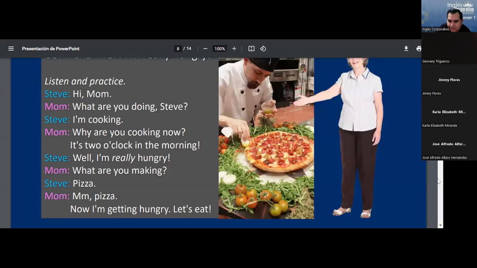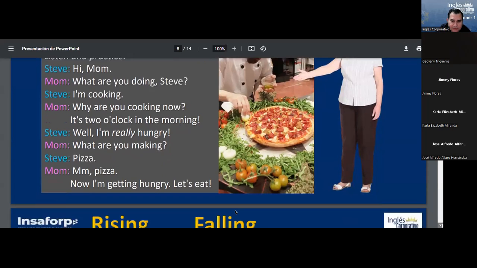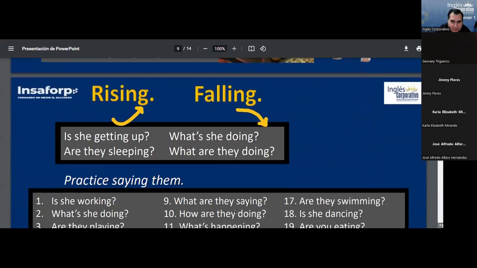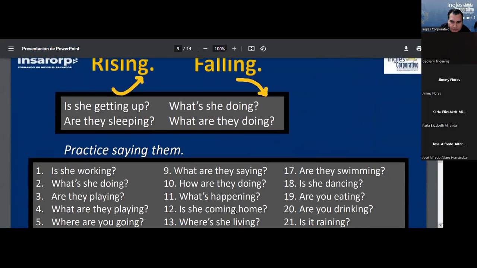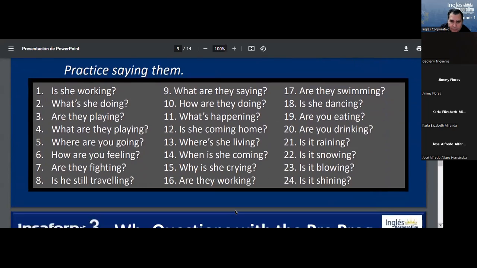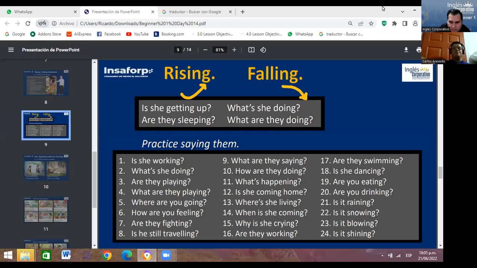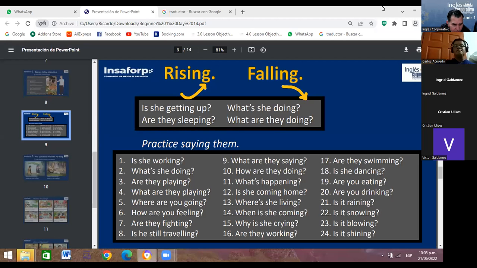Next page. Sería la siguiente página, Giovanni. Ahorita. La rising y falling. Desde luego. Usted. Cristian, el uno.